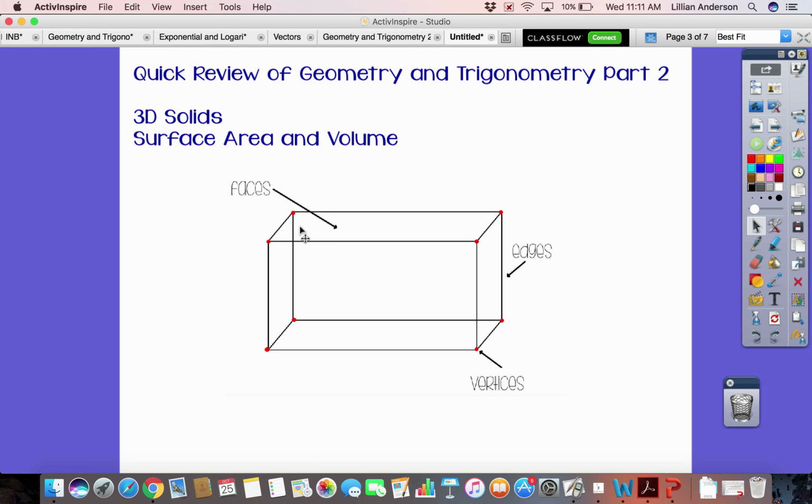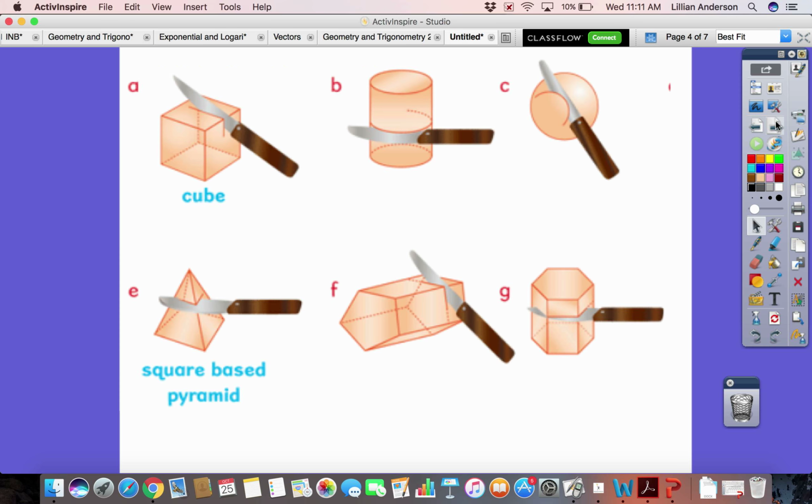The faces are the sides of your prism or the circular base. The edges are where two faces intersect, and the vertices are where multiple edges intersect. This is also where we talked about cross sections. Say you had the three-dimensional shape and it was like butter and you cut through it. The cross section is basically what that piece would be if you cut it. What would that shape look like?